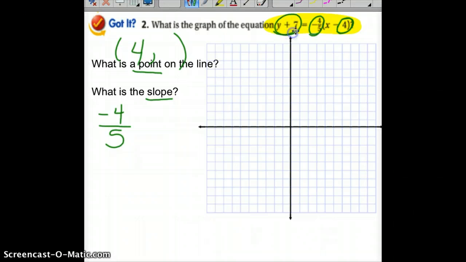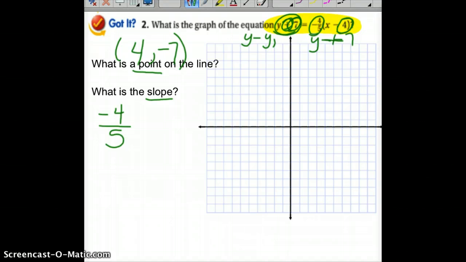Now this says y plus 7. The original equation is y minus y1. So we would assume this 7 would have been negative. Y minus negative 7. That's how they got the plus sign. So our y value is a negative 7. We have our point, we have our slope.